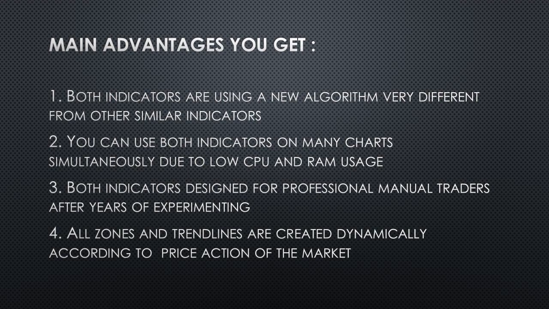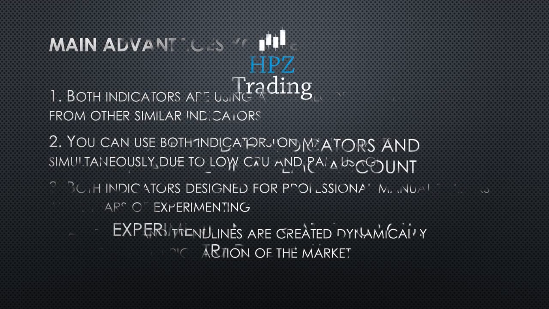Now I am going to present you the main advantages you get with HPZ indicators. Both indicators are using a new algorithm, very different from other similar indicators. You can use both indicators on many charts simultaneously due to low CPU and RAM usage. Both indicators are designed for professional manual traders after years of experimenting. All zones and trend lines are created dynamically according to price action of the market.